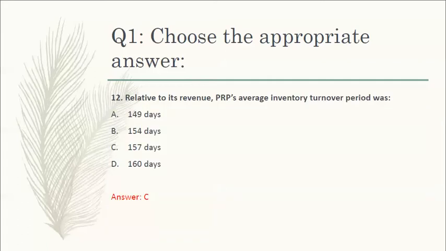Relative to its revenue, BRB's average inventory turnover period was: first choice 149 days, second choice 154 days, third choice 157 days, fourth choice 160 days. The answer here is C, the number of days for turnover.